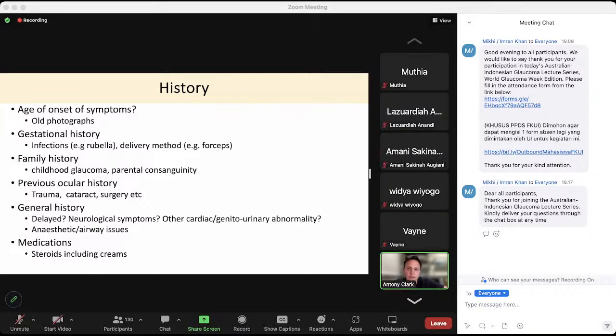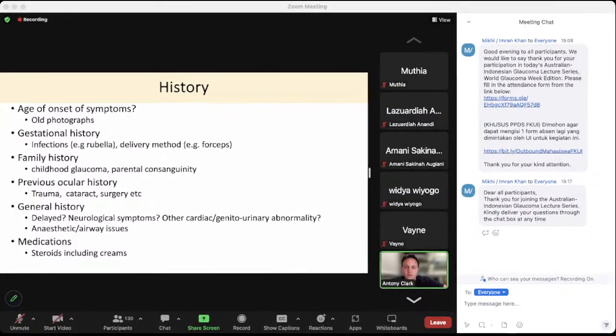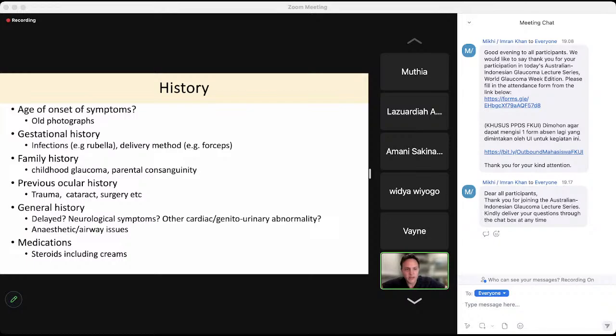A gestational history is very important in all pediatric conditions, and certainly the presence of any intrauterine infections would be very important, of which rubella would be the most important intrauterine infectious cause of glaucoma. Also, the method of delivery.